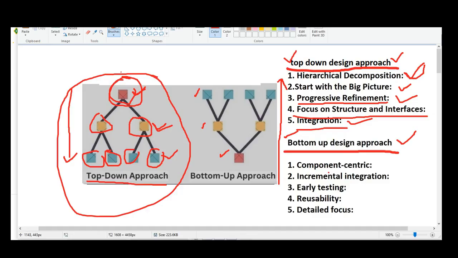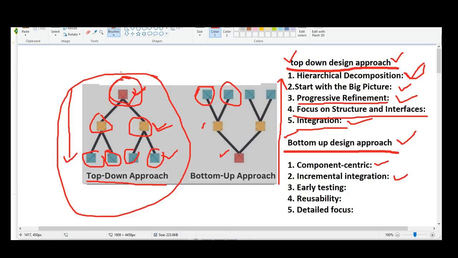Next, observe the characteristics of the bottom-up design approach. The first one is component centric. Component centric means we are mainly focusing on the components. Observe this diagram. In this diagram we are mainly focusing on the components, and then these components are linked with the main function.